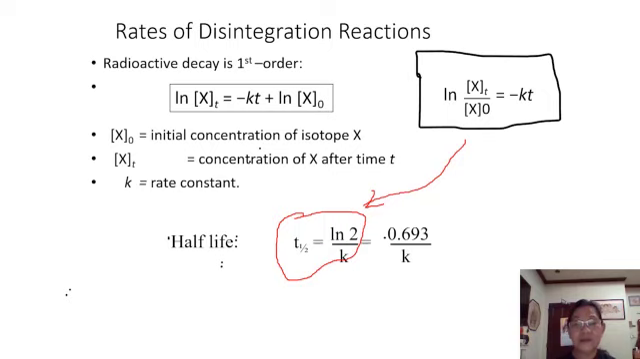So this is our formula for k and half-life. If you are given the half-life of a nuclear substance, then k can be calculated from it. Or if you are given the value of k for a particular nuclear reaction, then you can calculate its half-life. This is the formula for determining the half-life of a reaction.